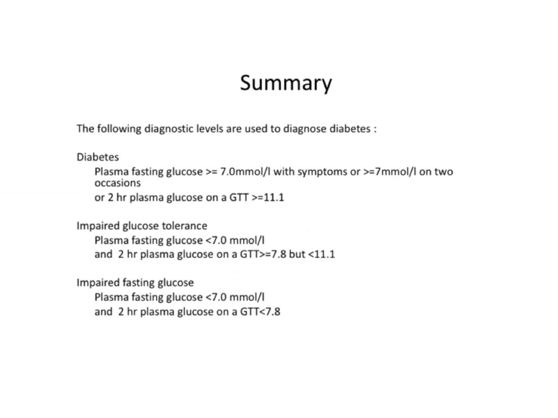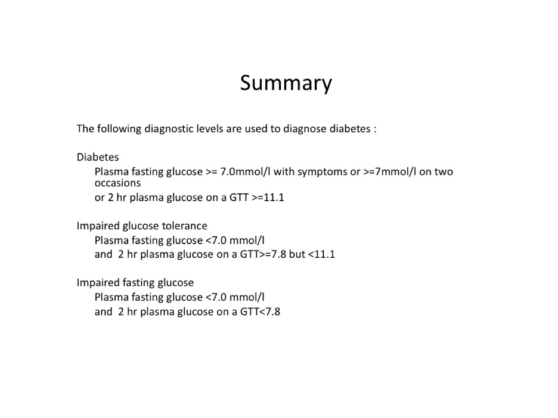To summarise, the following diagnostic levels are used to diagnose diabetes. A patient has diabetes if they have a plasma fasting glucose of greater than 7 millimoles with symptoms on one occasion, or without symptoms, the fasting sugar has to be above 7 on 2 occasions, at least a week or two apart. They can also be diabetic on a 2-hour plasma glucose level of greater than 11.1 millimoles.